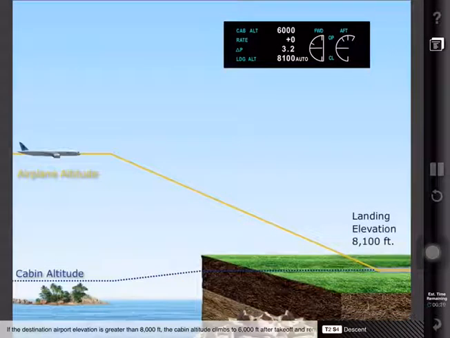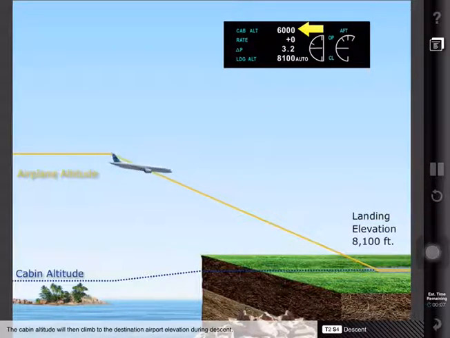If the destination airport elevation is greater than 8,000 feet, the cabin altitude climbs to 6,000 feet after takeoff and remains there during cruise. The cabin altitude will then climb to the destination airport elevation during descent.